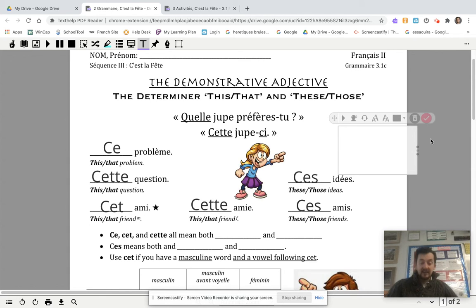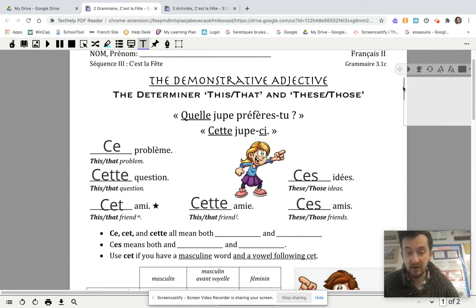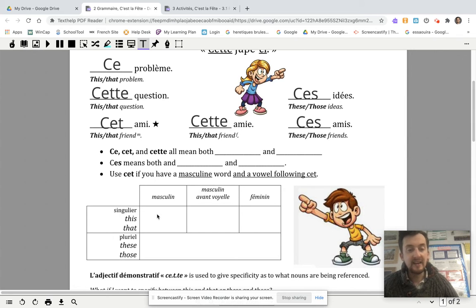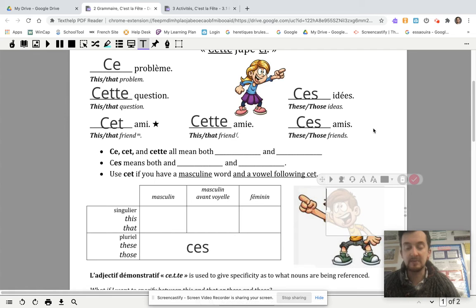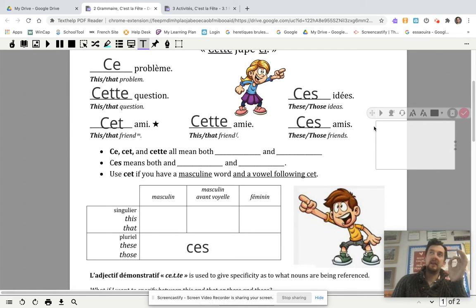So in fact, we could make a chart. Let's make a chart down below. If I want to say this or that, and I've got the plural, I think that's what I would always ask myself first: if it's plural, I know it's going to be ces. Okay? So when you're doing the quiz, ask yourself first, is it plural? Bon. To say these or those, it's ces.